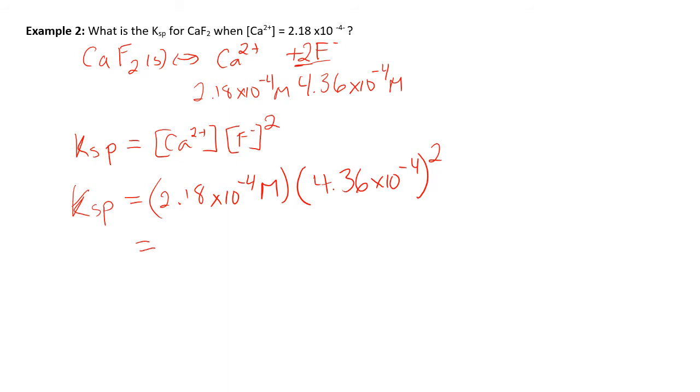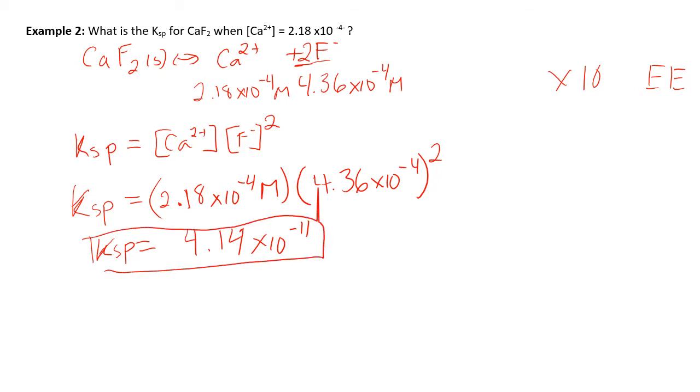So when I calculate these, I like to put in my number that's being squared first. So I'd put in my 4.36 times 10 to the negative 4th in my calculator. Remember to do your times 10s. Use that EE button on your calculator, so it puts it in right. I'd square that and then multiply that answer by the 2.18 times 10 to the negative 4th. So try it out in your calculator, maybe pause if you need to. I got 4.14 times 10 to the negative 11th. So that is our Ksp. Oh, that looks ugly. I'm going to erase that.